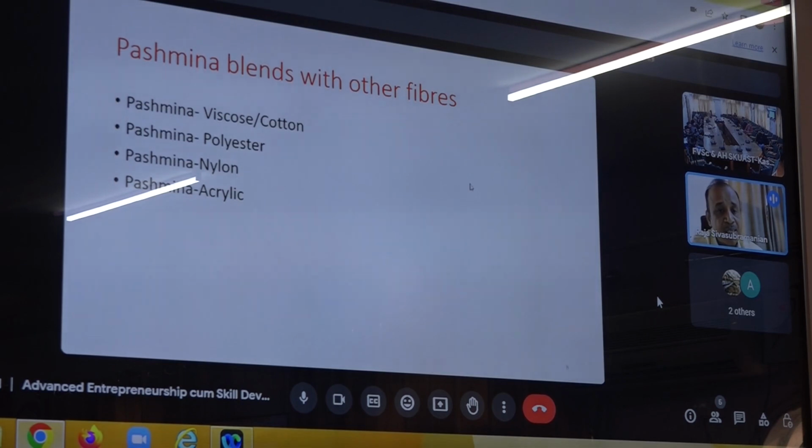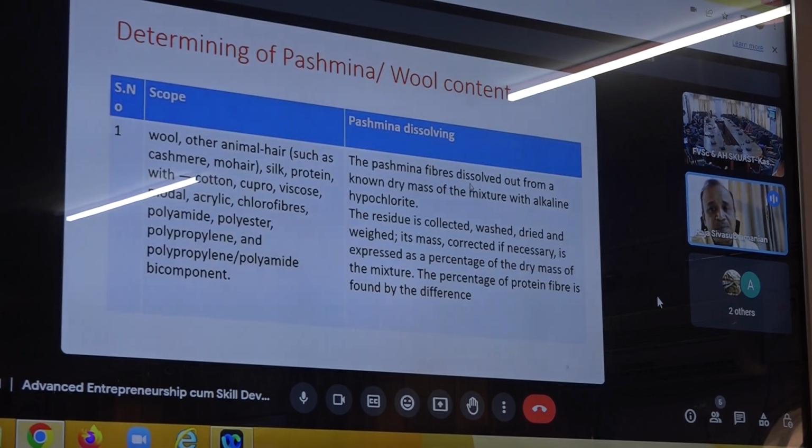The first option is we can dissolve the Pashmina portion. Our second option is we can dissolve the other portion, the viscose portion, or polyester portion, nylon portion, or acrylic portion, by the chemical method, by using a specific solvent. Suppose we want to just confirm whether Pashmina is there or not. Then the simple method is that we have to treat the fabric with the alkaline hypochlorite solution. The alkaline hypochlorite solution dissolves Pashmina or any wool content in the fabric, leaving the cellulosic or polyester or nylon, which will not dissolve in that solution.